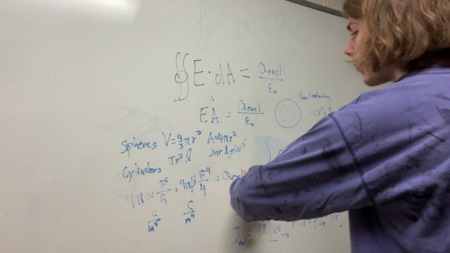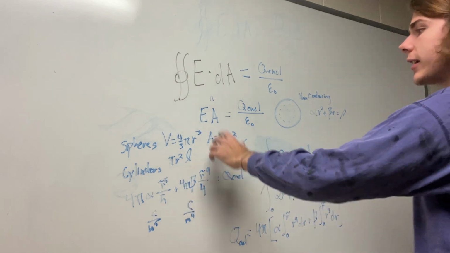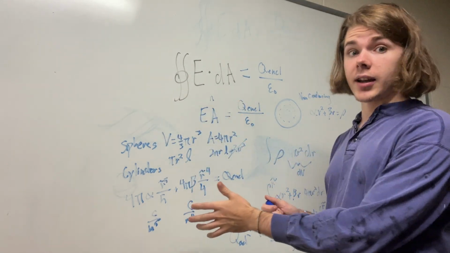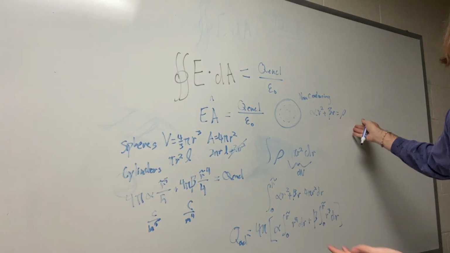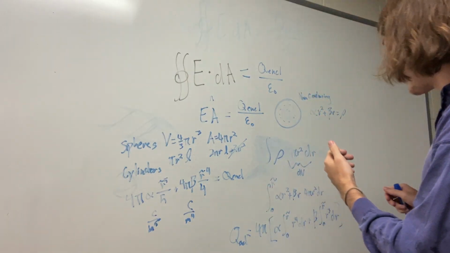But anyways, this is our final Q enclosed answer, and then we can plug that in, divide by A, and you can get your answer. It'll be a little complicated, I'll admit, but you can do it for an arbitrary function like that. So I just wanted to review that and let everybody know.